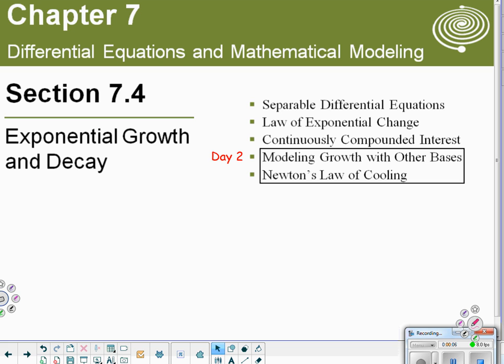All right, hey, let's look at section 7.4 today. This will be day 2. On the previous day, you can remember we worked with those separable differential equations. We worked a little bit on continuously compounding interest, our PERT formula that we like to call it. The amount is equal to the amount present, e to the rt. And today, really, we're going back and working just with growth models and Newton's law of cooling.